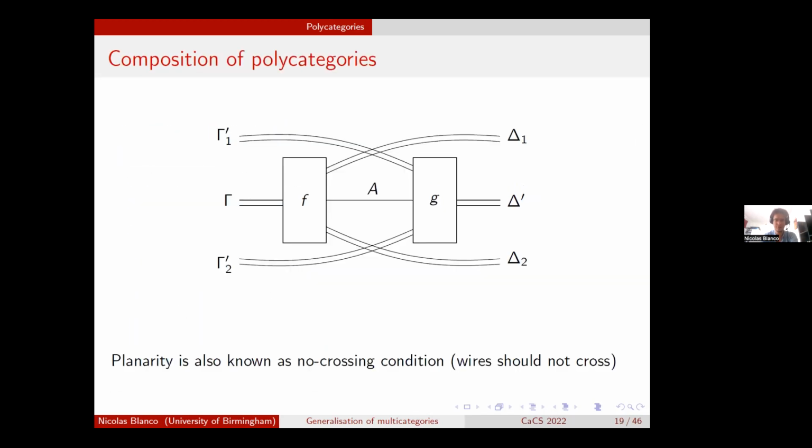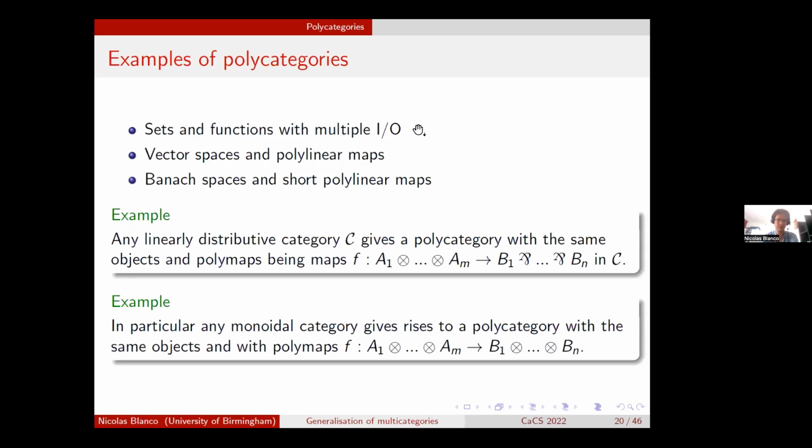And the idea is that, so examples, we have polycategories, which are like functions with multiple inputs and multiple outputs, or vector spaces with polylinear maps. Well, a polylinear map is, for example, a map that goes from the tensor product of the inputs into the tensor product of the outputs. You also have planar spaces with short polylinear maps. I can't go into this for lack of time.